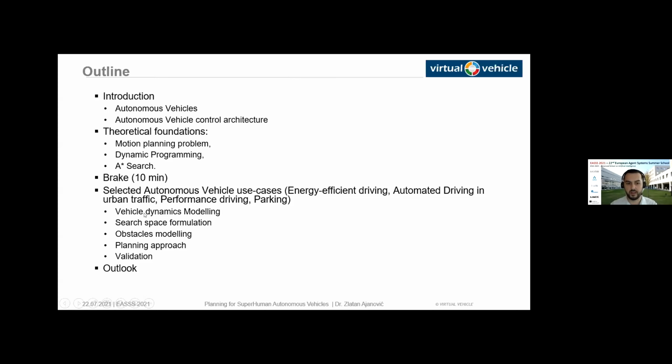Then, very much related to vehicle modeling, we will also see how we form the search space. Most of these algorithms are search algorithms in some sense. So how we formulate the search space, then how we formulate different obstacles or constraints on our motion and so on, and our planning approach and validation. And then finally, we will look into some ideas, what are the open issues and outlook for this problem. So do we have any questions so far?